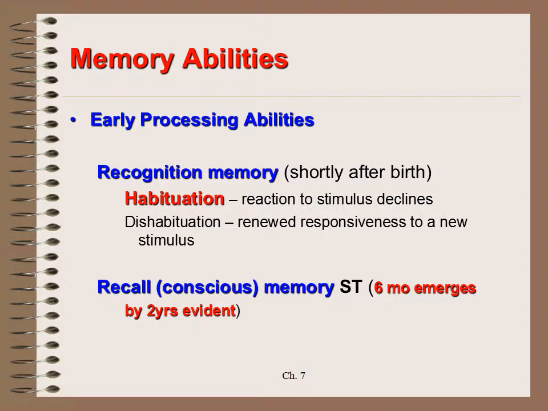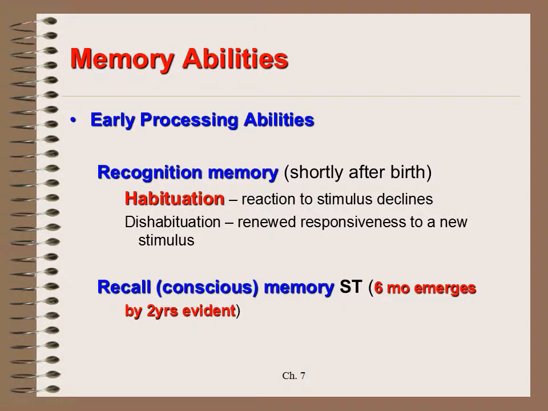The other part of it is dishabituation. It's a renewed response to a new stimulus. Whenever we have something that is being repeated on a day-to-day basis, our response to that diminishes because we see it, we know it, we expect it. But when you remove that stimulus, then we get a new response to that, which is dishabituation. And so we know that early after birth, young infants do have recognition memory.